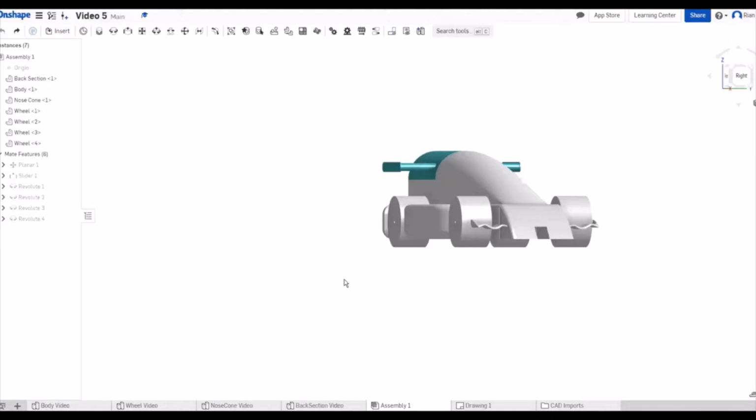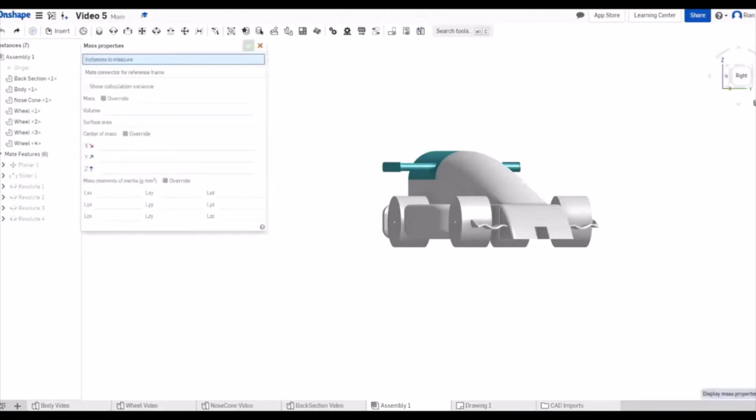Yes. And the important thing you mentioned was the weight of the car. You can see the mass properties at the bottom by clicking this little balance sign, and then it will show you. So if your instance is, you can just fill it in.